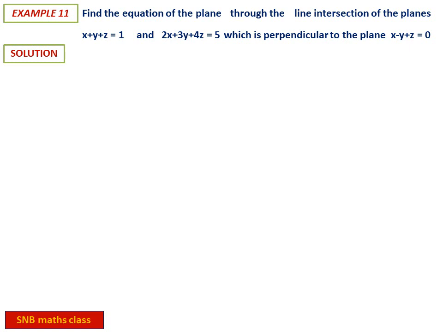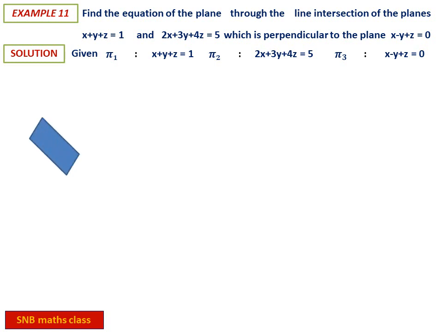Children, please note, whenever this type of question is asked and you are facing this type of problem for the first time, the best thing is to draw a rough diagram so that the idea will be clear. Given: pi 1, the equation of the first plane, is x plus y plus z equal to 1, and pi 2 is 2x plus 3y plus 4z equal to 5, and pi 3 is x minus y plus z equal to 0. That is the plane which is perpendicular to the required plane.